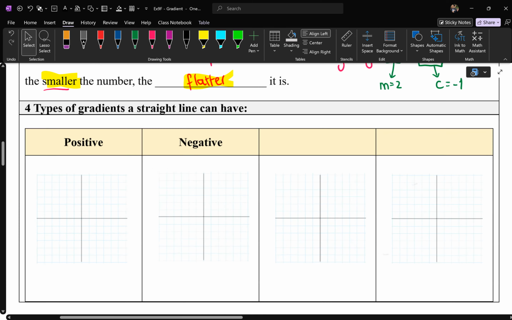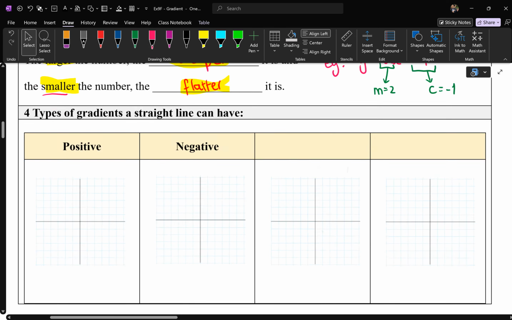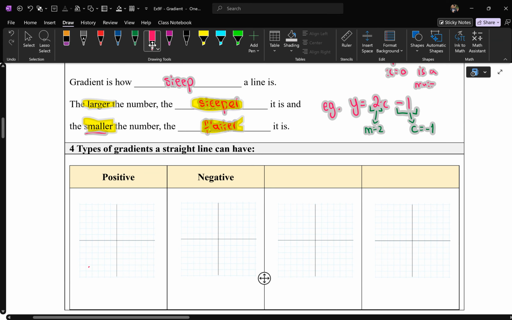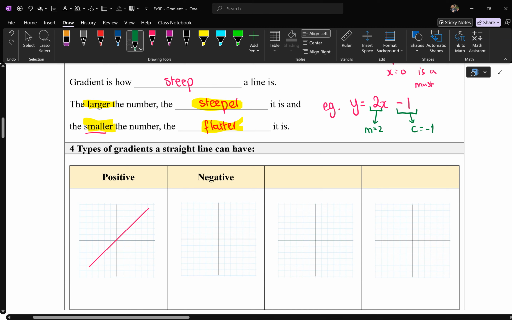So over here, I just want you to copy what types of lines you can draw. You can draw a positive line, which looks like this. Okay, so a positive line from left to right. If you drew from left to right, can you see how it's inclining up? It's going up. Whereas a negative gradient, or negative line, sorry, would look something more like this. It goes down. From left to right, can you see how it's going down? See that? It's declining.